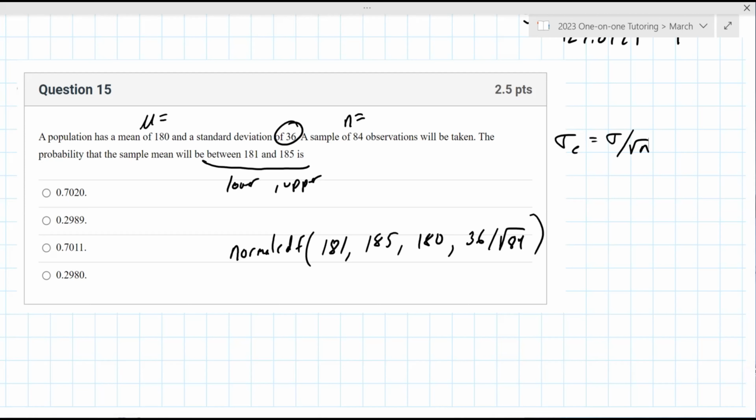So let me go grab this other calculator here. So we said this is a between. Mean of 180, standard deviation of 36 divided by the square root of 84. Got that. And then we're going 181 to 185. Let's compute that. There it is. Okay.